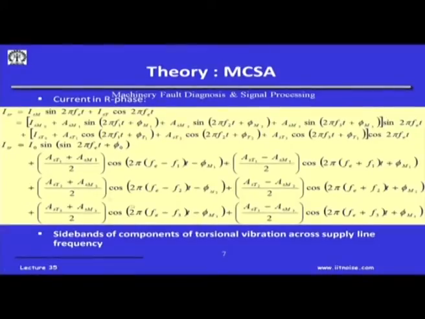So, side bands of components of torsional vibration across supply line frequency is the strongest indicator of the faults in the mechanical system, because torsional variations are created because of these faults.